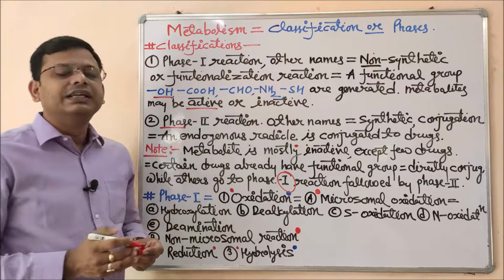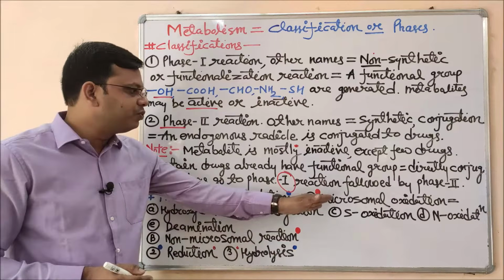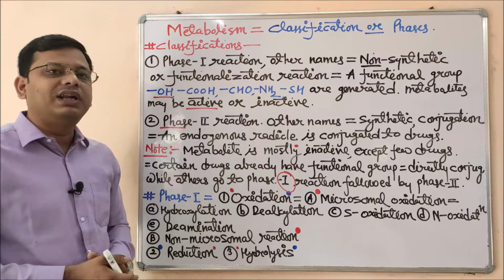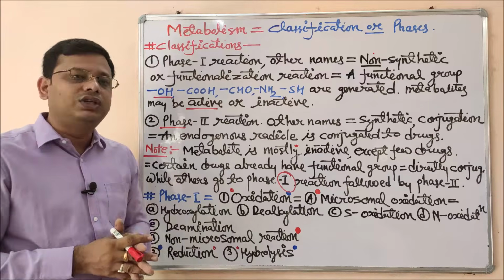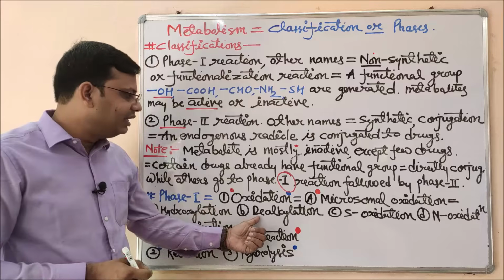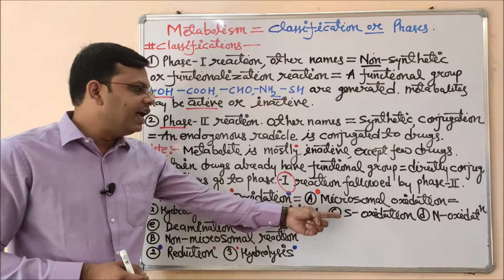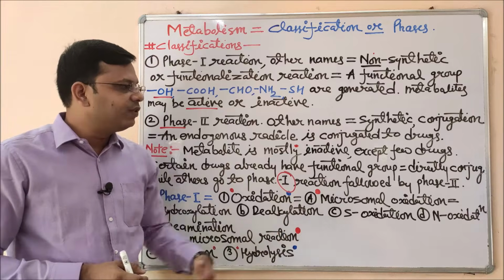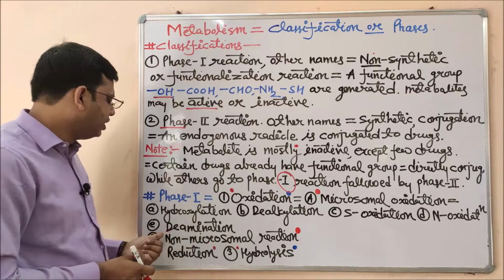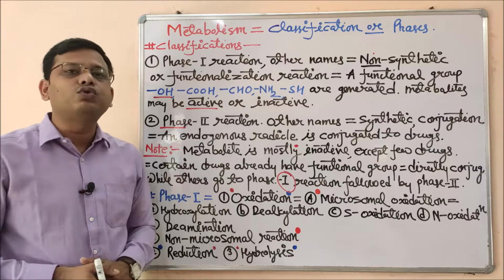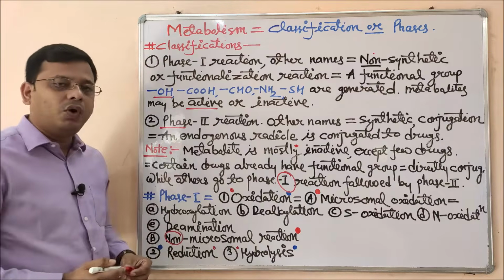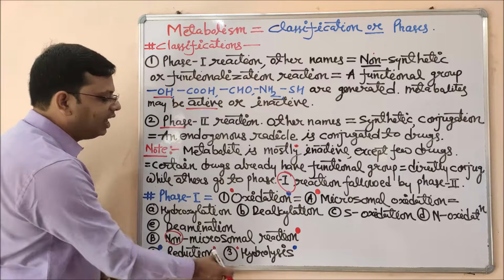These 3 are the consequence of the first phase metabolism. But under oxidation, there are 2 subtypes. The first one is microsomal oxidation, where the oxidation involves microsomal enzymes, and under microsomal oxidation there are a few subtypes. These are hydroxylation, the second one is dealkylation, the third one is S oxidation, that is sulfur oxidation, the next one is N oxidation, and the last one under microsomal enzyme oxidation is deamination. So this was microsomal oxidation, and the next one is non-microsomal oxidation. This non word is important. Now next is reduction, and the last one is hydrolysis.